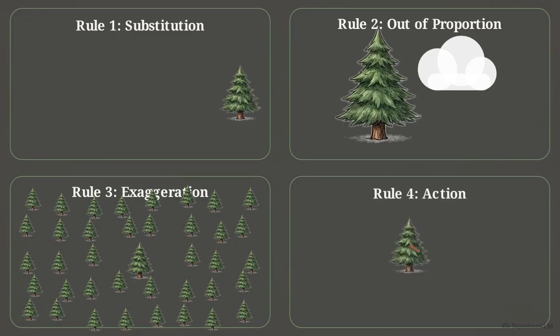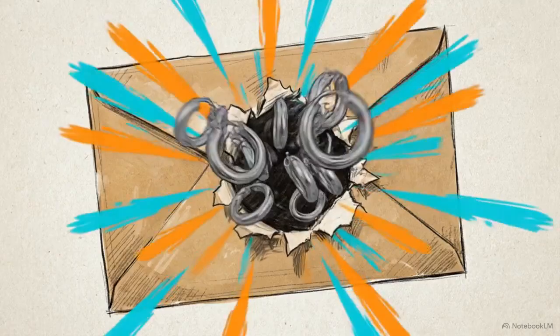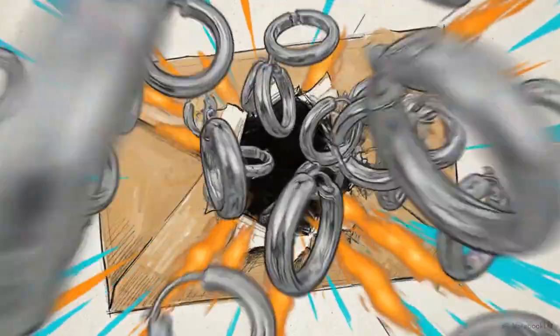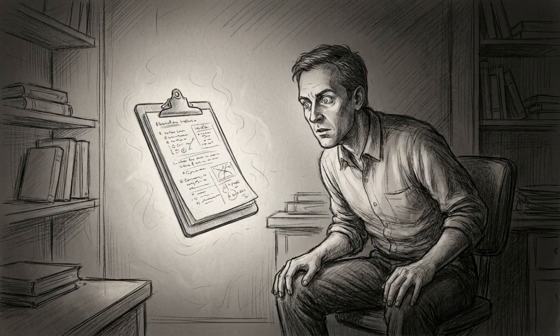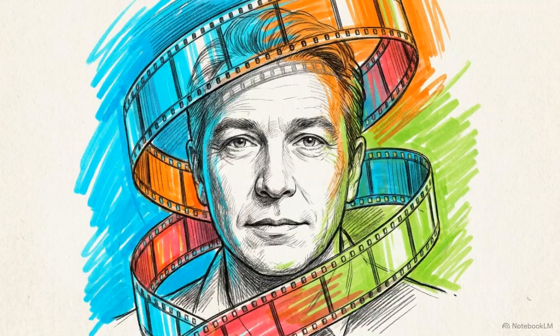And Rule 4 is action. If the items are moving, like millions of earrings violently flying out of an envelope and hitting you in the face, they are much harder to forget. By applying these rules, you force yourself to consciously look at the information, turning a boring list into a movie that is physically impossible to ignore.